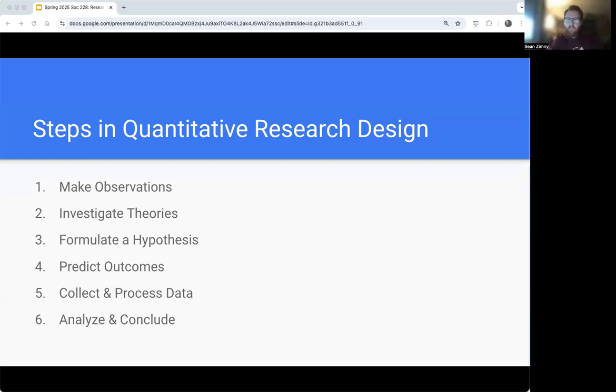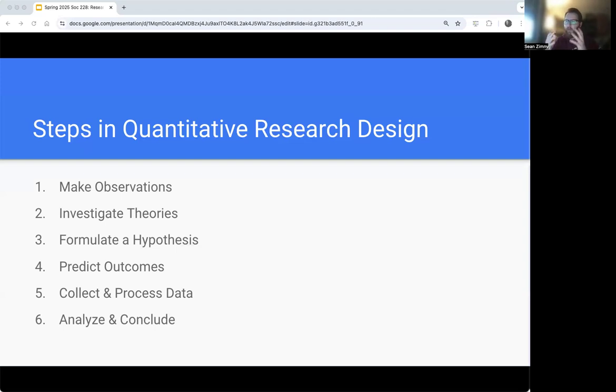So quantitative research uses structured processes and numerical data to test hypotheses. Using this, we employ deductive reasoning to confirm or reject predictions. That's the idea here in quantitative research, what it revolves around. So some key steps here. Number one, make observations. So identify a phenomenon, a problem or a trend that is unknown or unexplained that you want to learn more about.